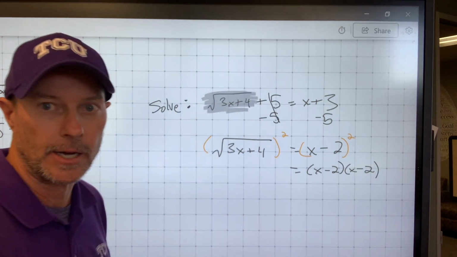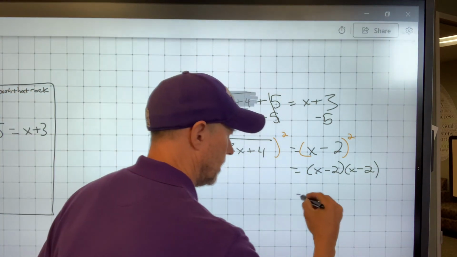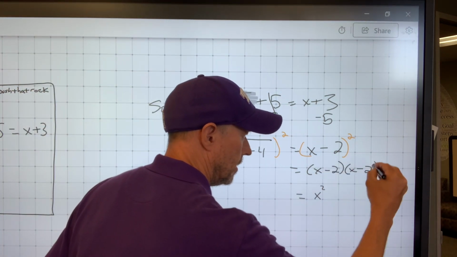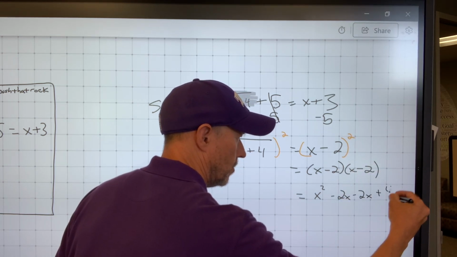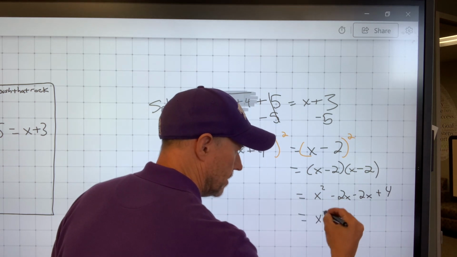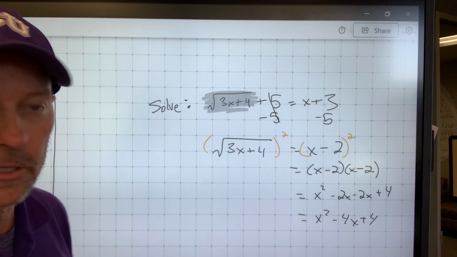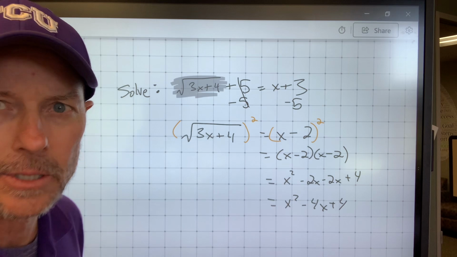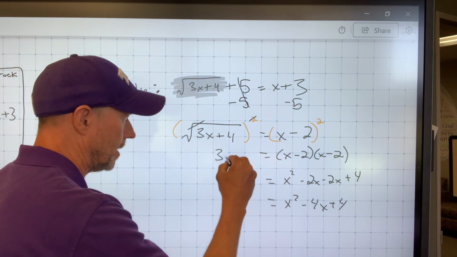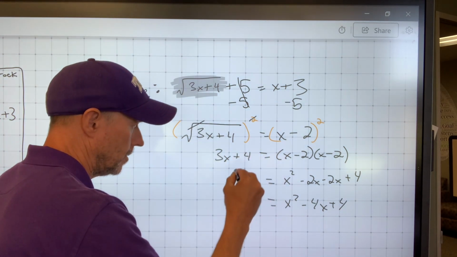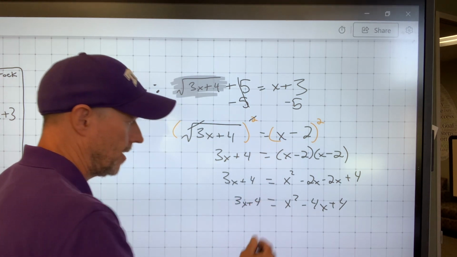And we know enough now to know that if you multiply a linear by a linear, you get a quadratic. So I get x squared, negative 2x, negative 2x, negative 2 times negative 2 is a positive 4. So this simplified quadratic is x squared minus 4x plus 4. But what's happening on the left? I've been spending the whole time on the right. This square undoes the square root, and I just have 3x plus 4. So this is 3x plus 4. I haven't done anything.